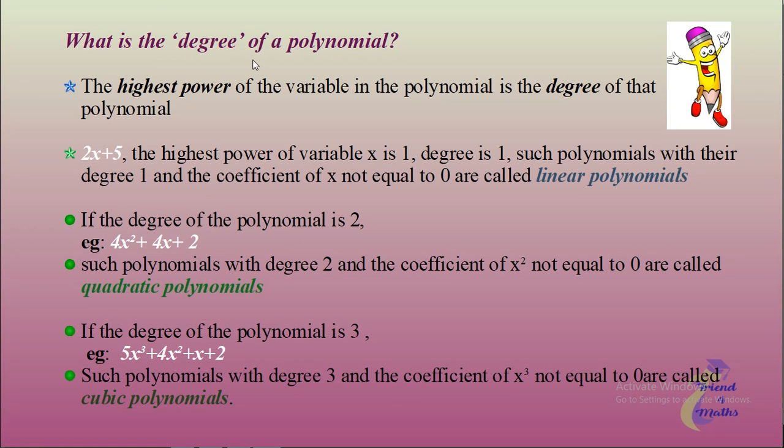Next, what is the degree of a polynomial? The highest power of the variable of that polynomial is the degree of that polynomial. We can take an example, 2x plus 5. In this, the highest power of the variable x is what? 1. Here the x has the only power 1, and it is the highest power of the variable in this polynomial, and so the degree of this polynomial will be 1.